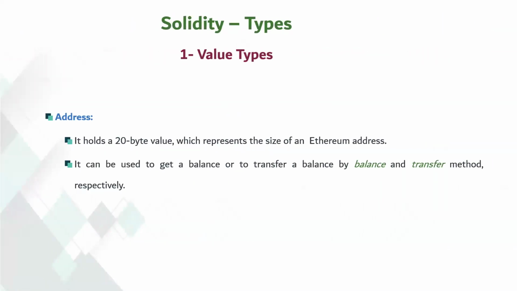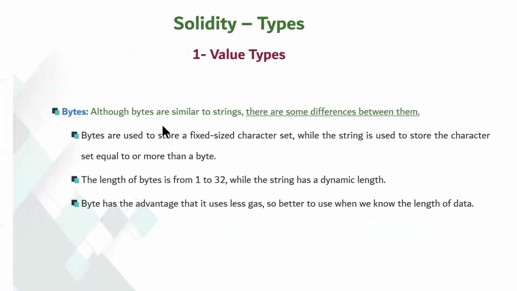The next type of value types is address. Address is used to represent Ethereum addresses and perform balance-related operations. Now let's talk about bytes.